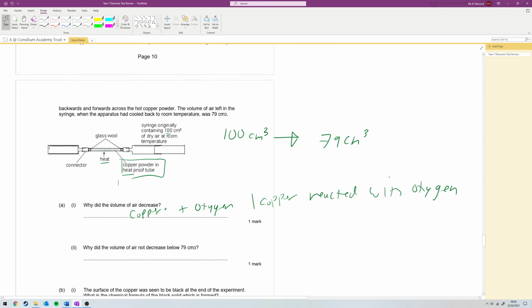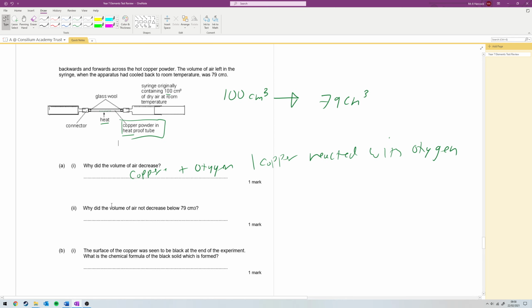Now, why did the volume of air not decrease below 79 centimeters cubed? So they do this reaction, and they keep going, and eventually it goes down to 79 centimeters cubed, and they keep going, and nothing happens, and they keep going, and nothing happens. So what you would say, if you were doing this experiment, and you watched it for long enough and nothing happened, is the reaction's finished, or the experiment's finished, okay?